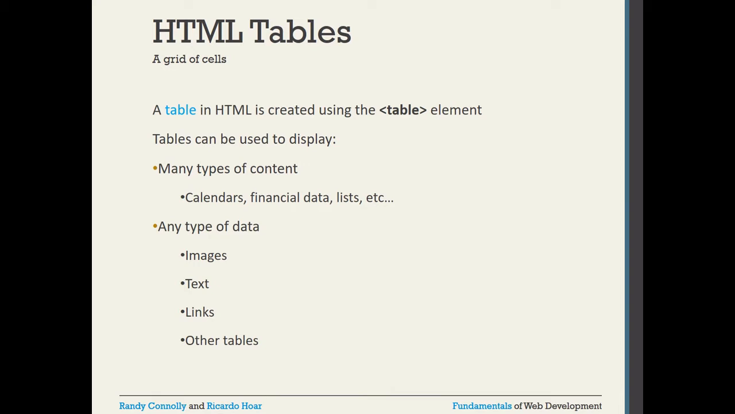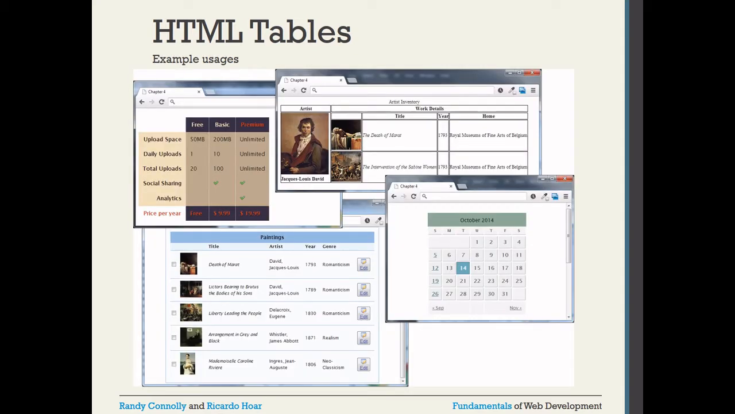Any type of data you can display: images inside the table, text, links, even video and any other table. If you want to display them inside the HTML table, it is possible. So you can use the table in HTML5 in many different ways. That's why I said the table is one of the very important designs in a web page. Here multiple examples are there, all from your textbooks.